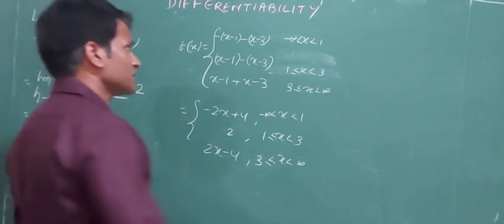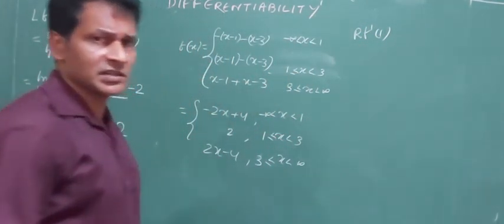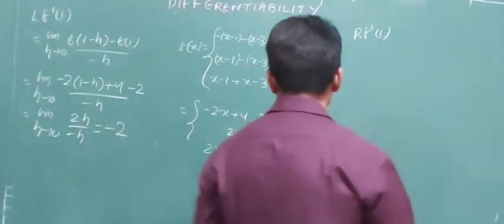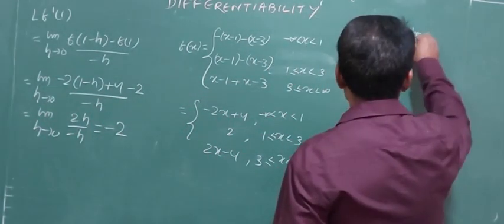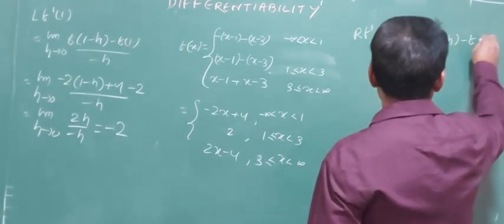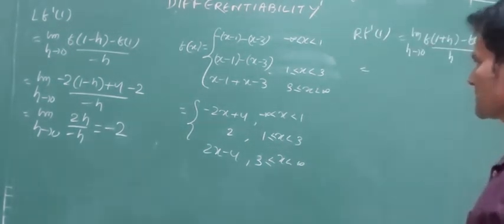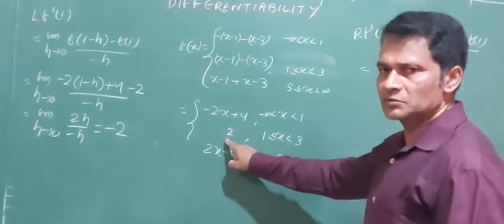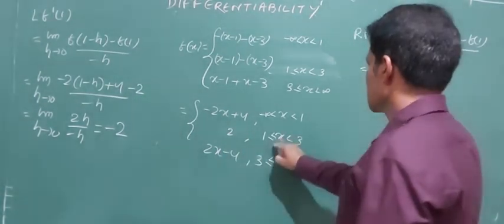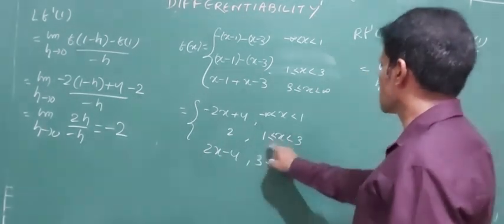Let's go to the right hand derivative. Same point, because I am checking at the point 1 as well as 3. 1 I will do and 3 you will do. R plus 1. Limit h tends to 0, f of 1 plus h minus f of 1 by h. f of 1 plus h, 1 plus h, no calculation, 2, because there is no need of calculation. It's 2. Minus f of 1, again it is 2.